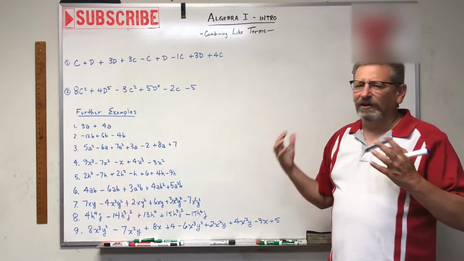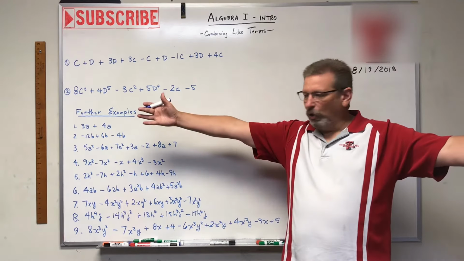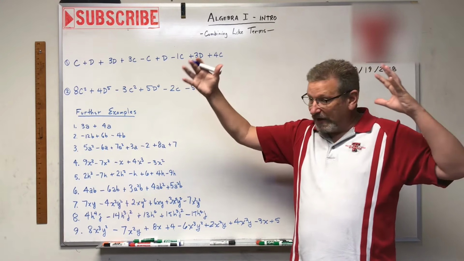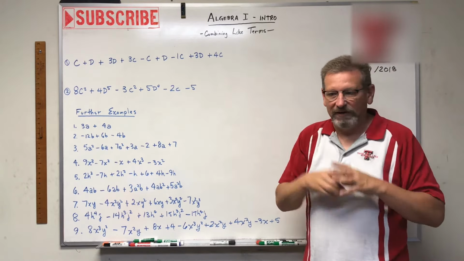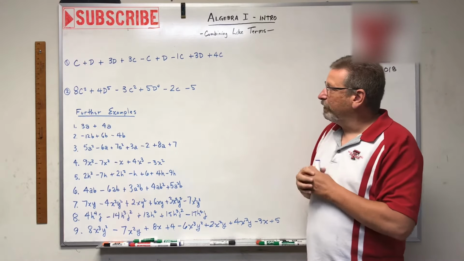Okay, now what is a like term? That would be like, if you had a fruit stand and you had a whole bunch of fruit and it was all mixed up, and you wanted to see how many apples you have. Well, I can only add apples to see how many apples I have. Then I can see how many oranges I have and how many bananas I have. And it's the same way with like terms.